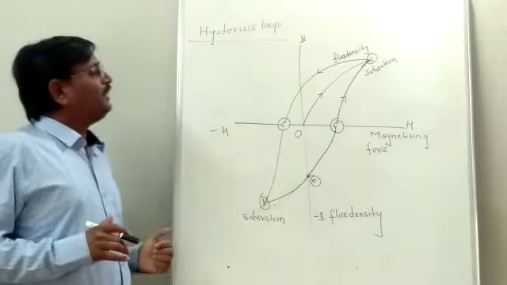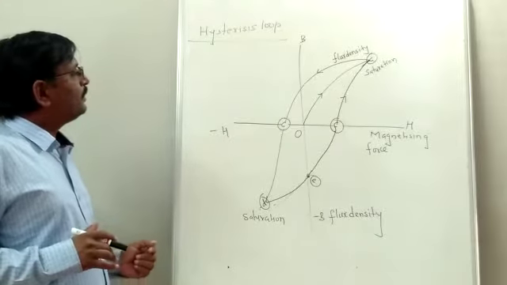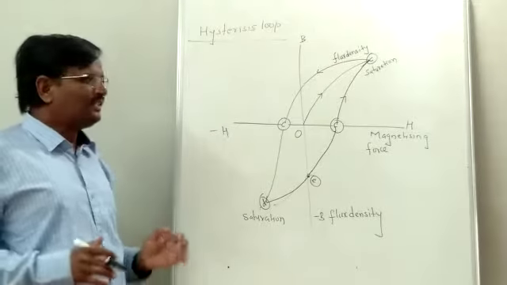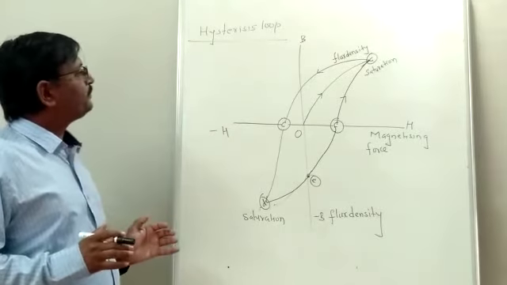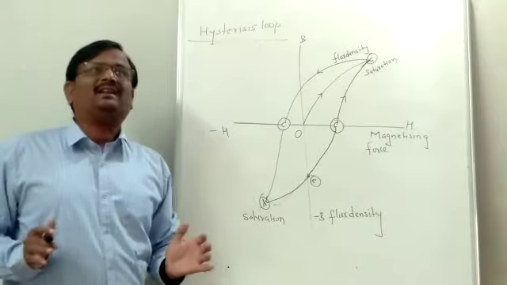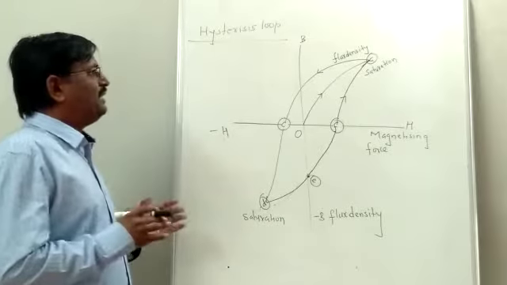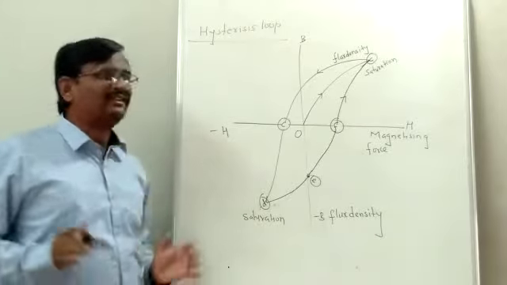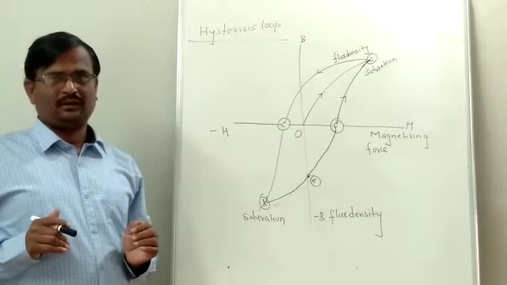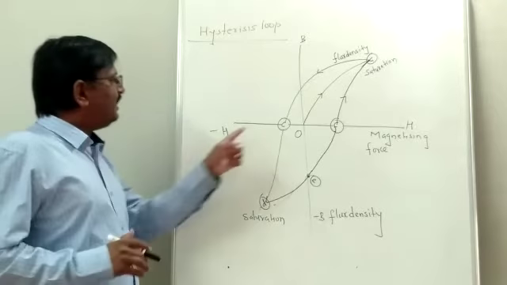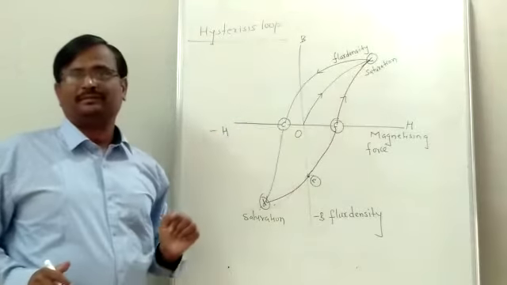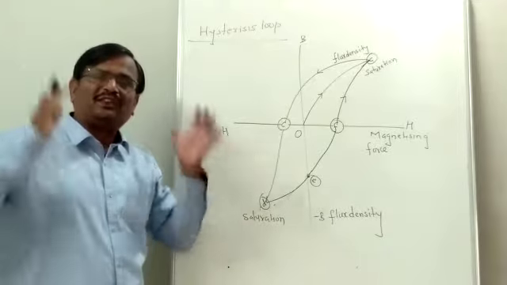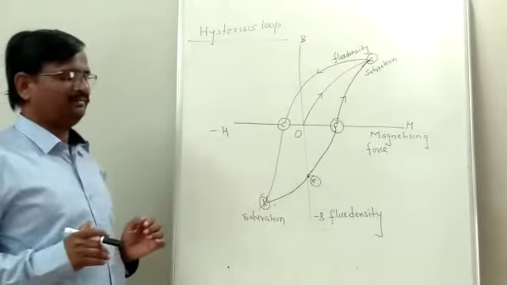Here in this concept, the curve is non-linear. This concept tells us the behavior of the material in an external magnetic field, which is quite interesting, informative, and quite complex. This concept tells us the history of the magnetic sample.